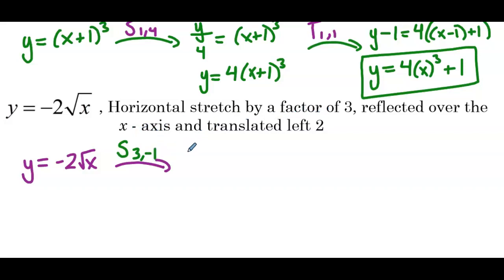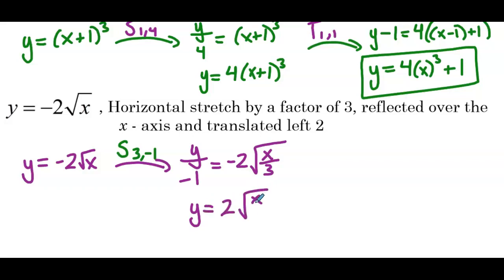So multiply the y's by negative 1. So we have y divided by negative 1 equals negative 2 times the square root of x divided by 3. Right? Always opposite when we're going into our function. So that's y equals 2 times the square root of x divided by 3.